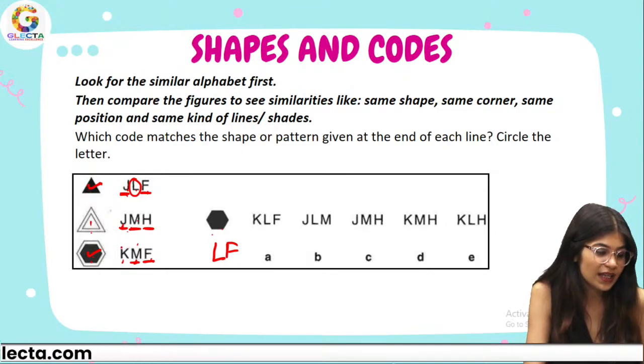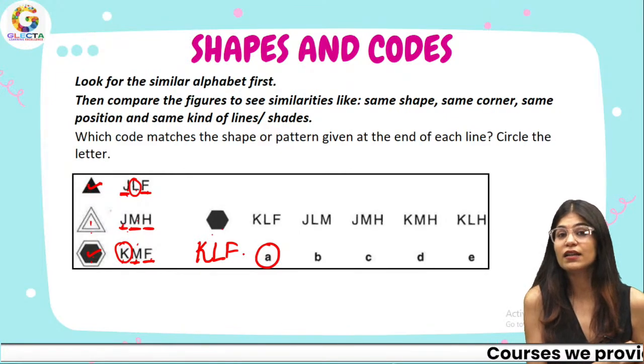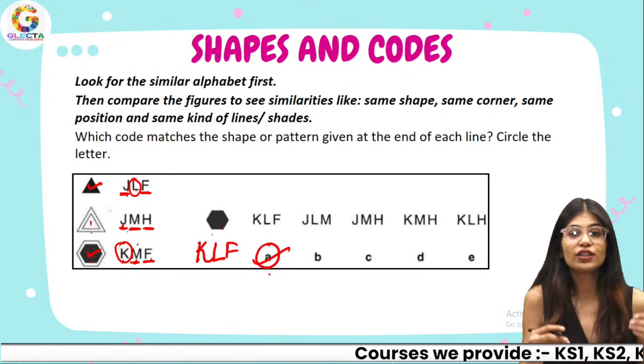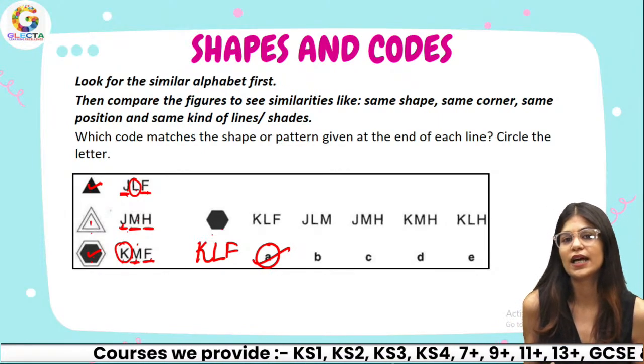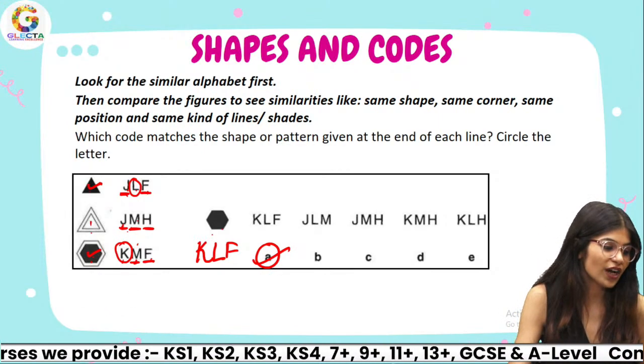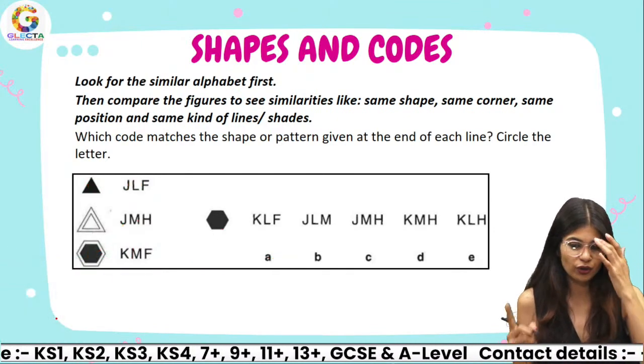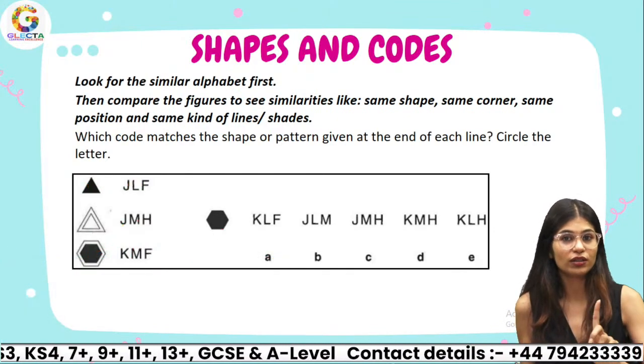I need K because I need a hexagon, so it comes K. So it can be K, L, F, and that's the right answer. So this is a pretty easy one, in which you can actually find the similarities in the alphabets. Let's try to do one more question of this type for those who answered the question wrong the last time.